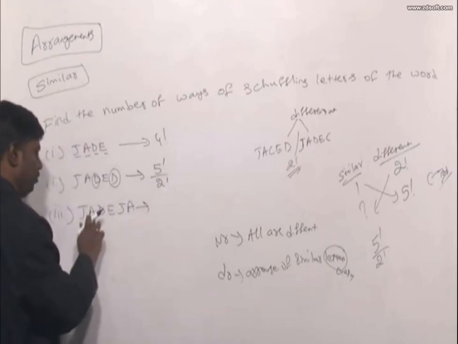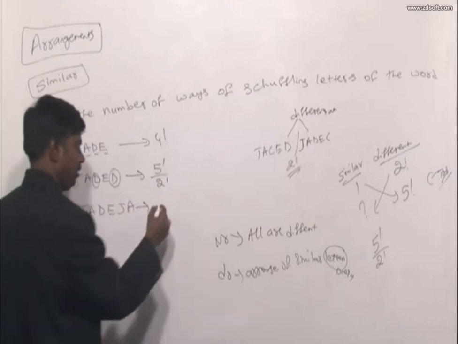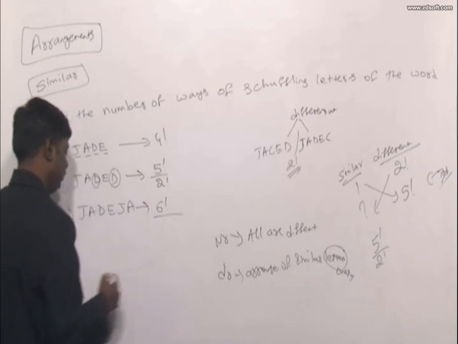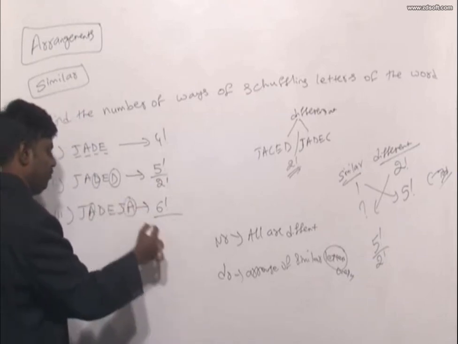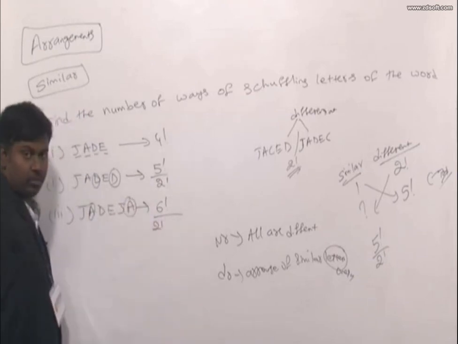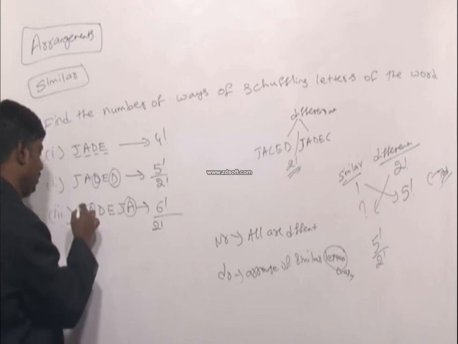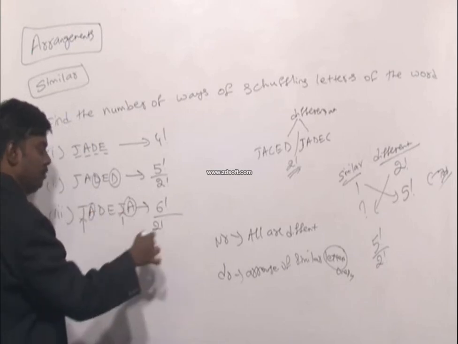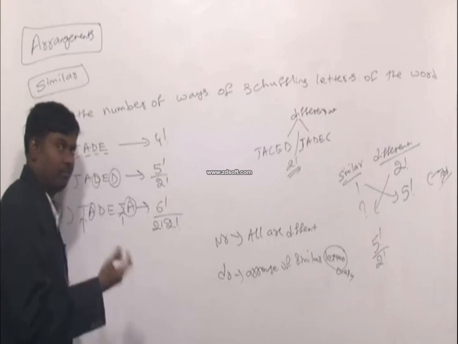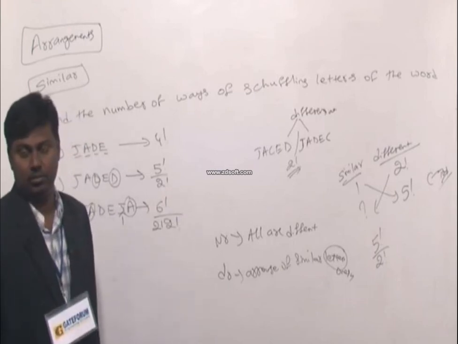Now the numerator: 1, 2, 3, 4, 5, 6, assuming all different, it has to be 6 factorial. Now if you observe, there are 2 A's, therefore 2 factorial arrangements. Similarly, there are 2 J's, 2 factorial arrangements. That will be the answer.